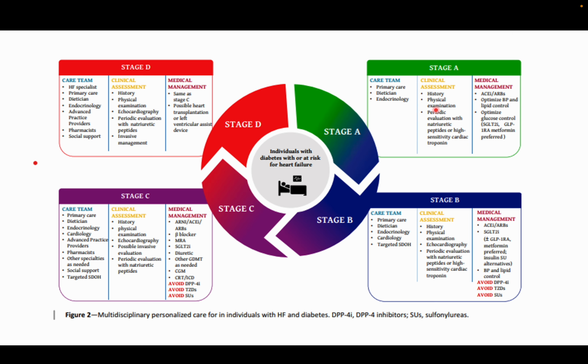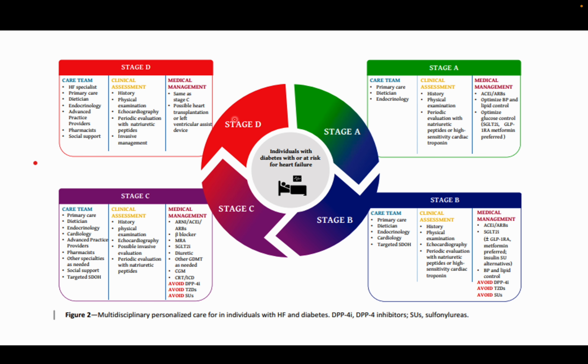So these are the various treatments you can use. In stage A, mainly primary care, health and physical activity should be advised, and monitor NT-proBNP and cardiac troponin. For medical management, if hypertension is there, ACE inhibitors or ARBs plus beta blockers can be advised, and optimize glycemic control with SGLT2 inhibitors, metformin and GLP-1 agonists. In stage B, avoid DPP-4 inhibitors, thiazolidinediones and sulfonylureas. For medical management, you can use ACE inhibitors or ARBs, SGLT2 inhibitors, metformin, and for BP you can use beta blockers also, and also advise dietary changes and monitor the echocardiogram.